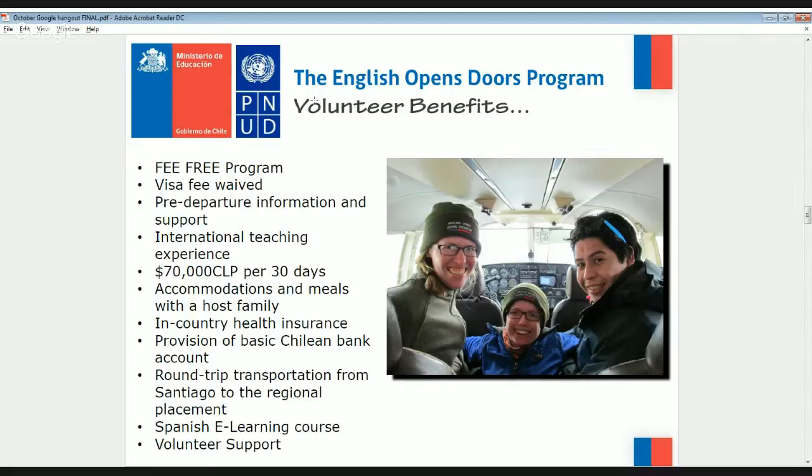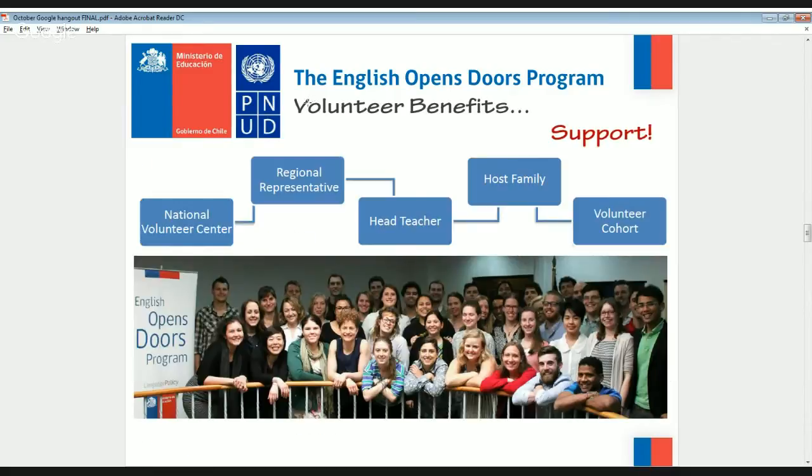Throughout your service, you're going to be supported by a very passionate and dedicated staff, which is made up of former volunteers and professional Chilean educators. So that support team is going to be comprised of the National Volunteer Center staff. You're going to have a regional representative in your region as well, who will be your regional support. You're going to have a lot of support coming from your head teacher within your school and also coming from your host family. And so we're all working together to ensure that you have a really positive experience during your volunteer service.